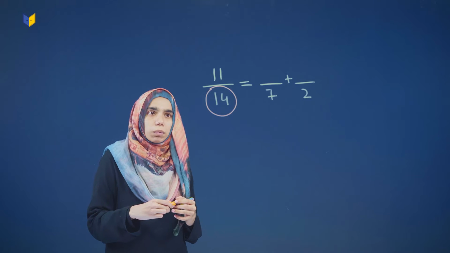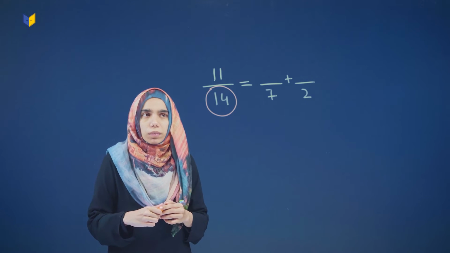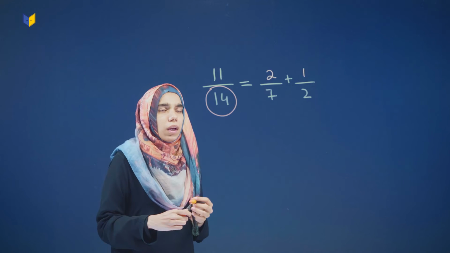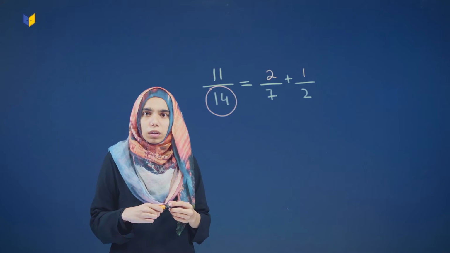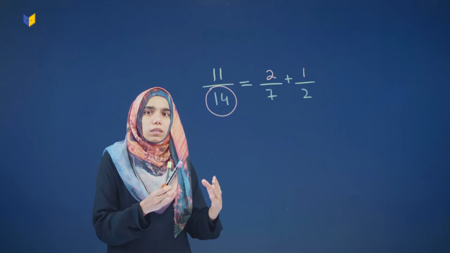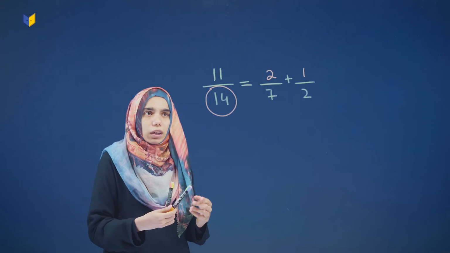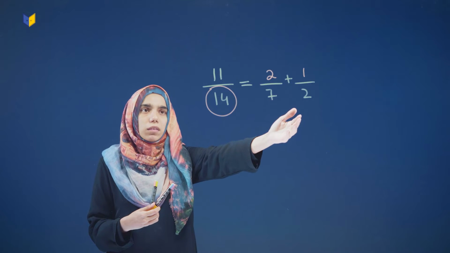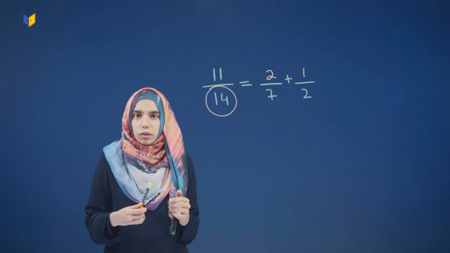The next question should be, what are the numerators? The numerators are 2 and 1. And this is exactly what we're going to learn in this topic: how to identify the numerators for these simpler or partial fractions. Currently, you can check when you add these two fractions, the sum is indeed 11 upon 14.